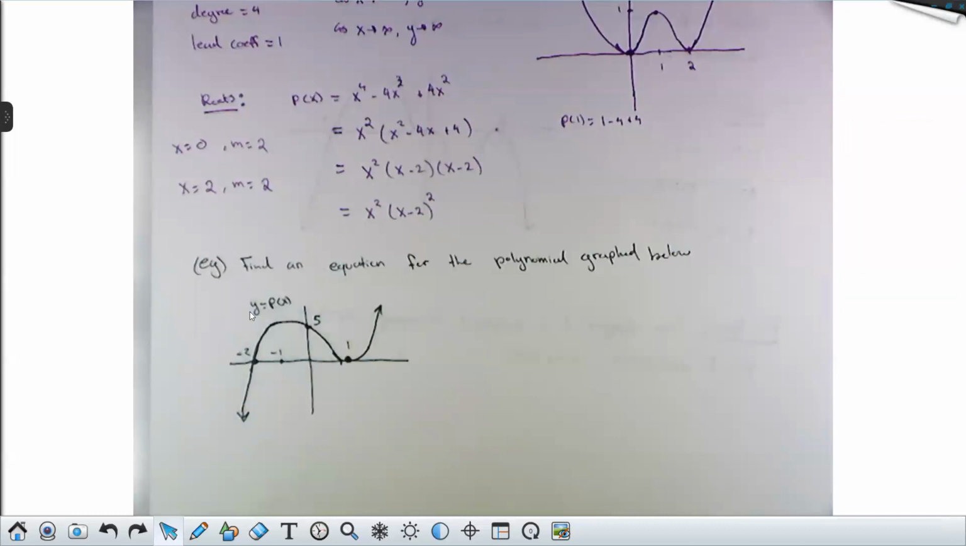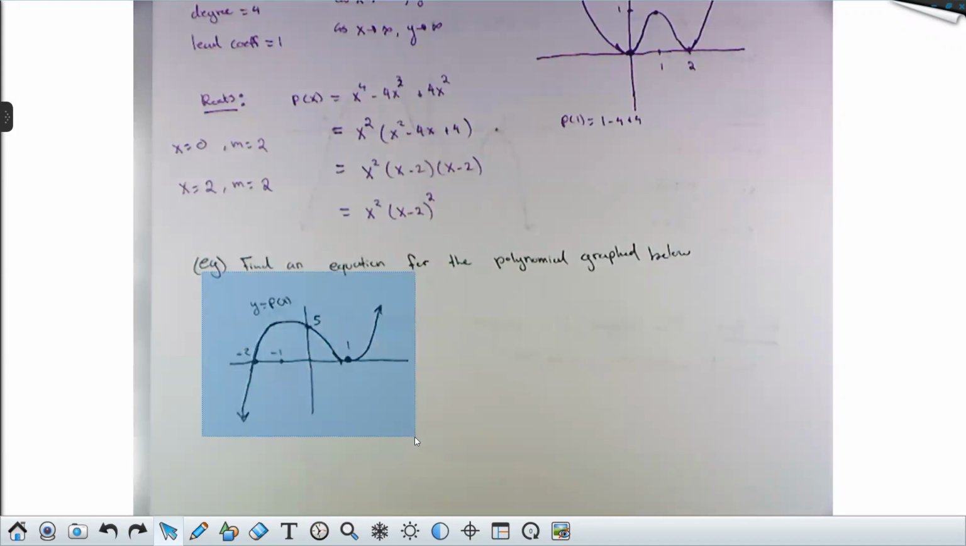Has a degree of 3 because the end is different from the beginning. Yeah, at least it must be an odd degree, right? Because we're going down on one side and up on the other. And 3 is a reasonable guess, right? This looks like a multiplicity 2 root. This looks like a multiplicity 1 root. I would say, yeah, degree 3 is correct.